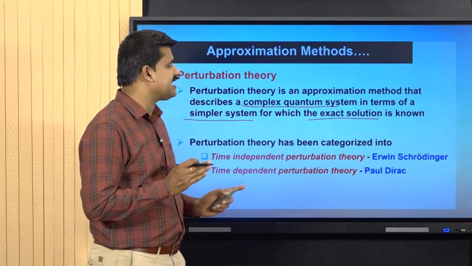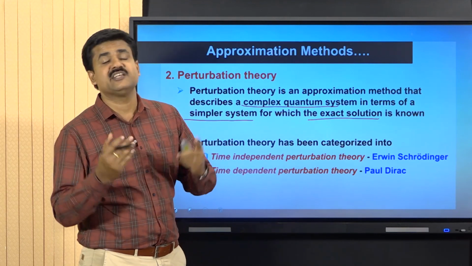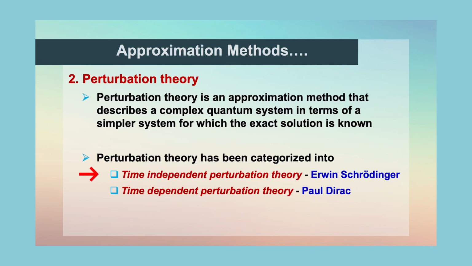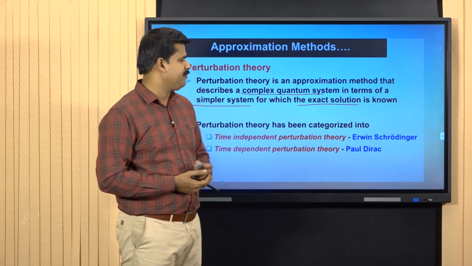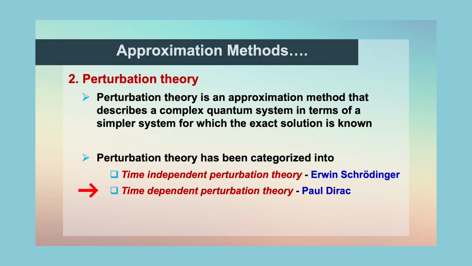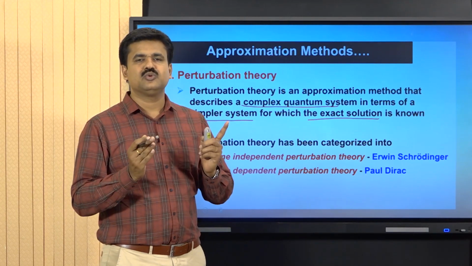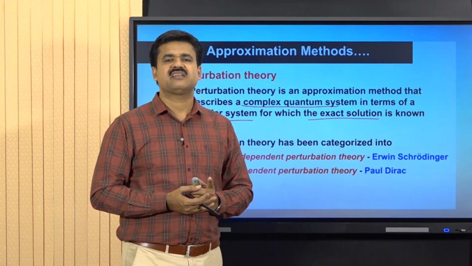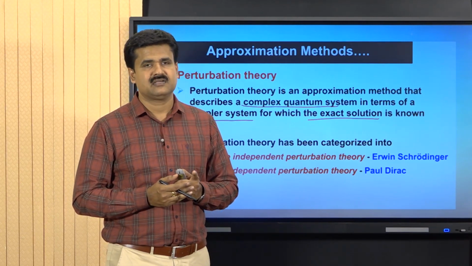In perturbation theory, there are two important types, or perturbation theory can be categorized into two types. They are time-independent perturbation theory, which was put forward by Erwin Schrodinger, and time-dependent perturbation theory, which was proposed by Paul Dirac. So, the two categories of perturbation theory are time-independent perturbation theory by Erwin Schrodinger and time-dependent perturbation theory by Paul Dirac.